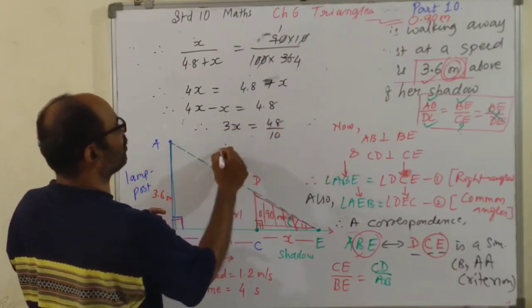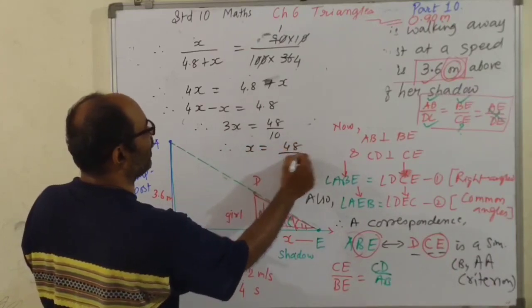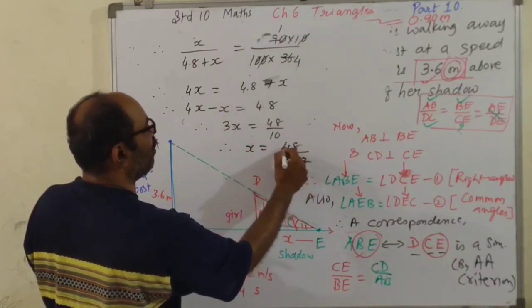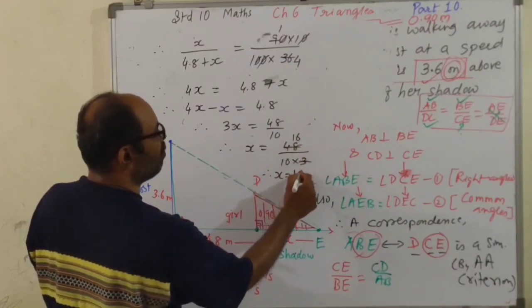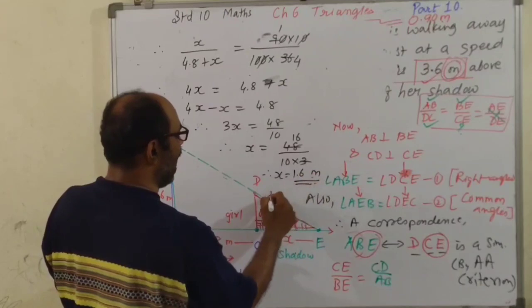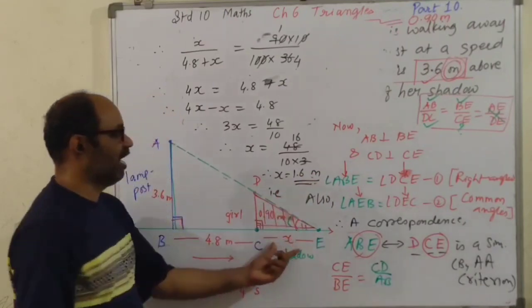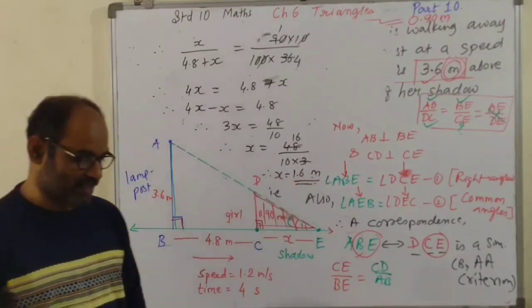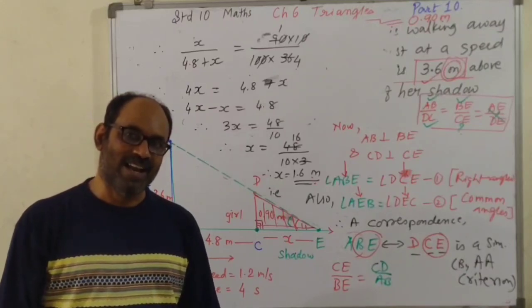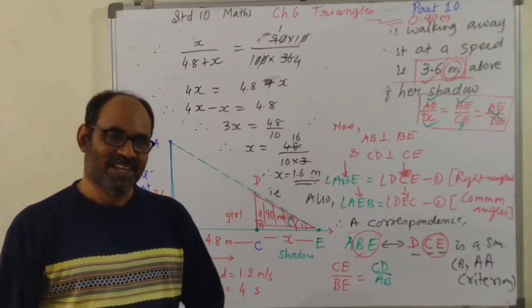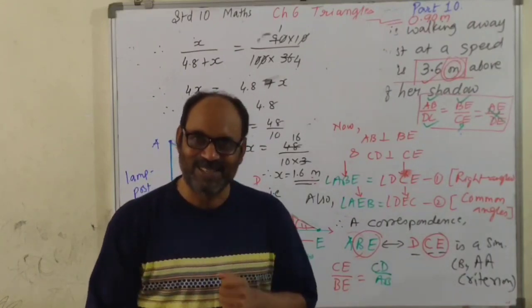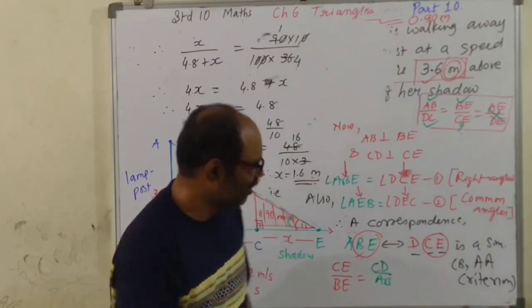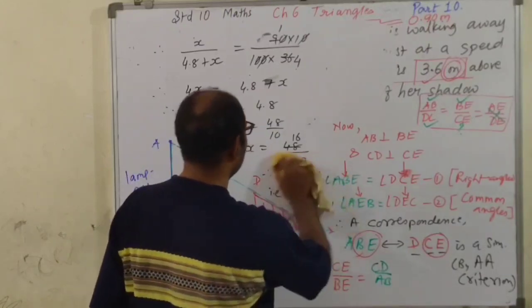Get rid of 3, it goes down. X is equal to 48 upon 10 into 3. 3 ones are 3, 16s are. Therefore, X is equal to 1.6 meter, i.e. length of the shadow is 1.6 meter. So what is the length of the shadow of this girl? 1.6 meter. Children, this is lengthy method. Would you like to see short method? Yes, you should. Let's see.